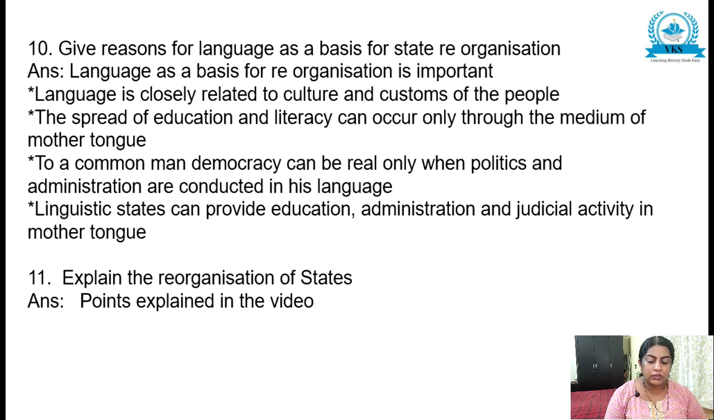Give reasons for language as a basis for state reorganization. Language as a basis of state reorganization is important. Language is closely related to the culture and customs of the people. The spread of education and literacy can occur only through the medium of the mother tongue. To a common man, democracy can be real only when politics and administration are conducted in his language, and linguistic states can provide education, administration and judicial activity in the mother tongue.